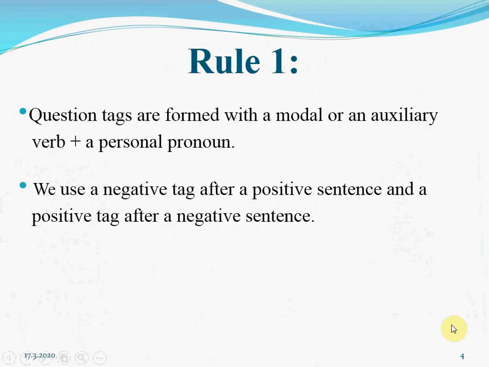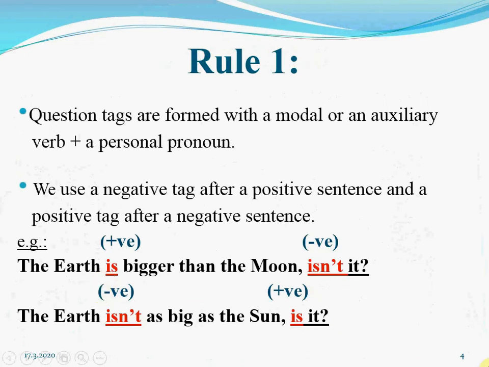Rule number 1. Question tags are formed with a modal or an auxiliary verb plus the personal pronoun. We use a negative question tag after a positive sentence and a positive tag after a negative sentence. Like this example we have here, the earth is bigger than the moon. Is here is a positive sentence, so we must make the question tag in the negative way. So it's going to be isn't it.